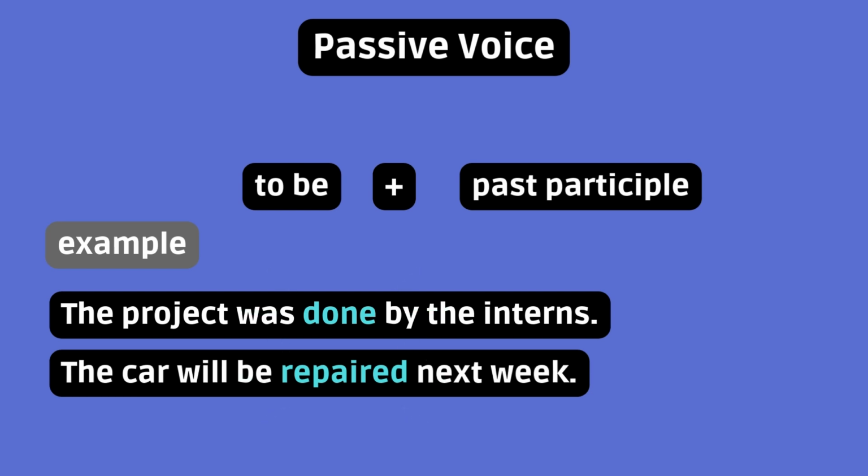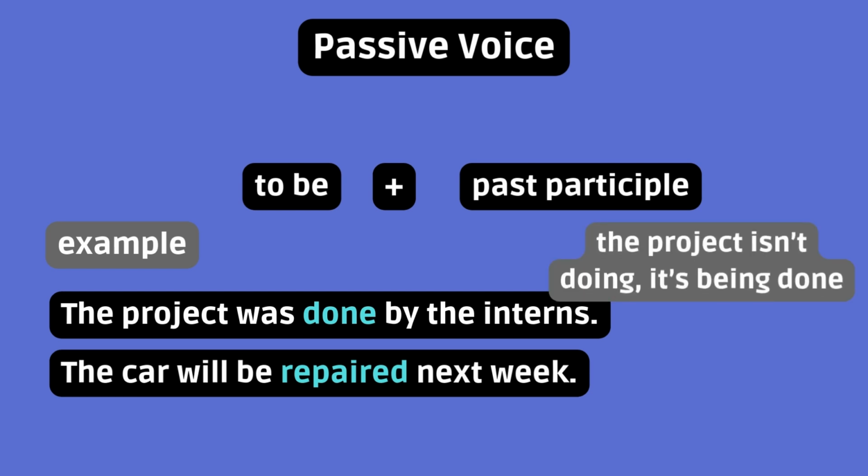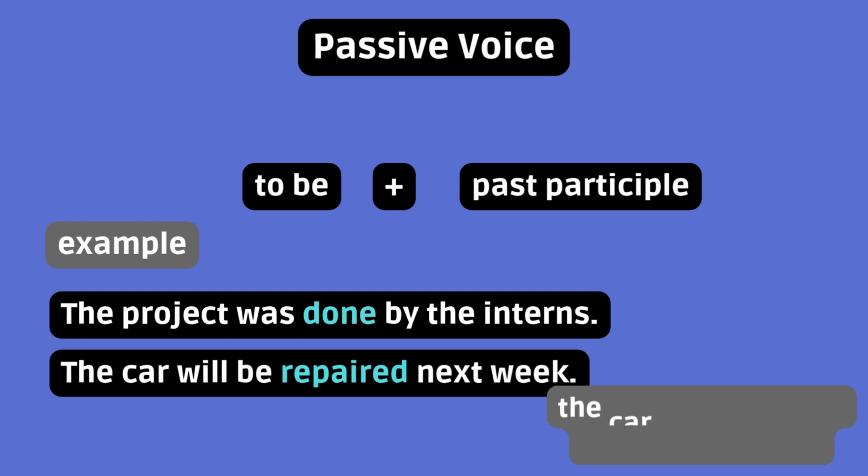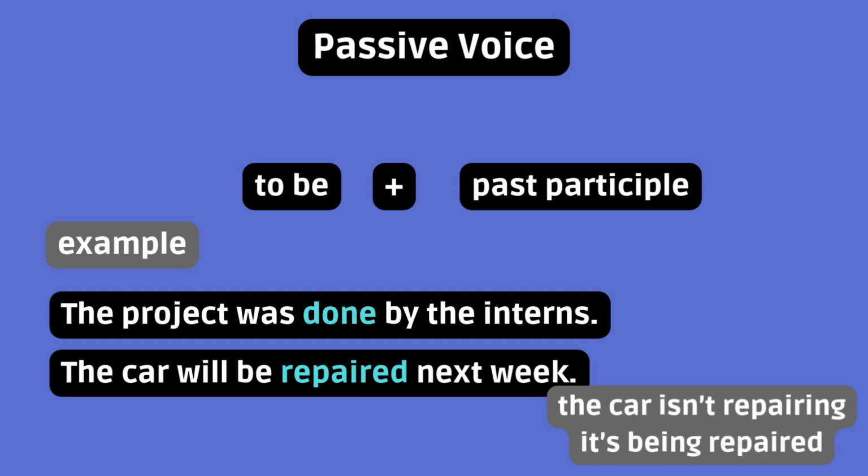You can recognize it by looking for a verb to be in front of the past participle. Moreover, logically, the subject of a sentence in the passive voice isn't doing the action, but rather undergoing it. The project isn't doing, it's being done. And the car isn't repairing, it's being repaired.